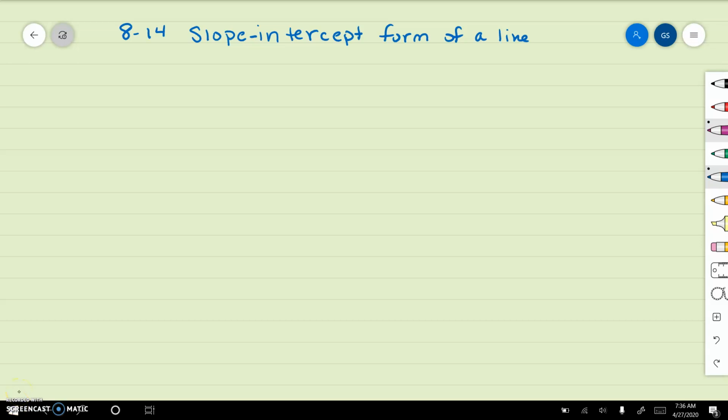Okay, and this is a review, but we're going to get into a more in-depth look at this slope-intercept form in a couple of days. So I wanted to go back and look at this. So slope-intercept form is y equals mx plus b, where m is the slope. All right, so m is the slope, and b is the y-intercept.